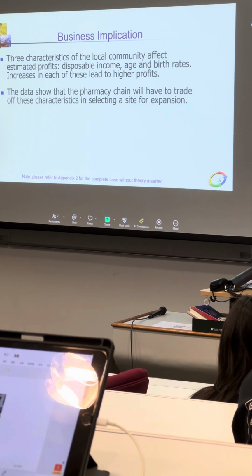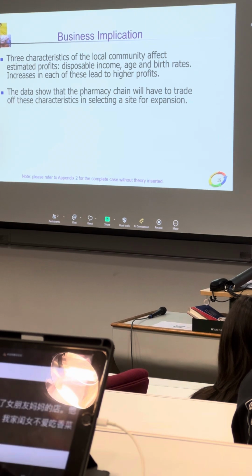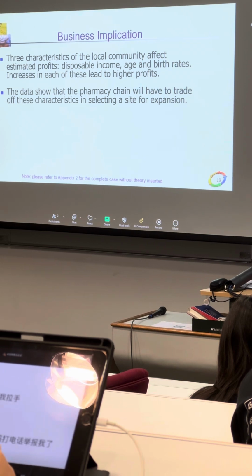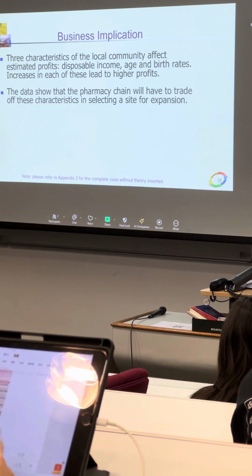Now, we also find out that the pharmacy chain has to trade off the characteristics when they want to select a location for expansion, because they need to trade off between the birth rate and the percentage of 65 or older. So that means the birth rate and the percentage of old age people, right? Now, we find out that the percentage of old age people has the strongest impact on profit, while the birth rate has the smallest impact.